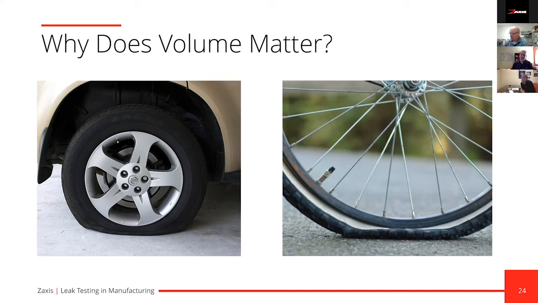So this is the same with leak testing. And we always try to get people to, if you can take any amount of volume away, that's going to improve your leak test tremendously.